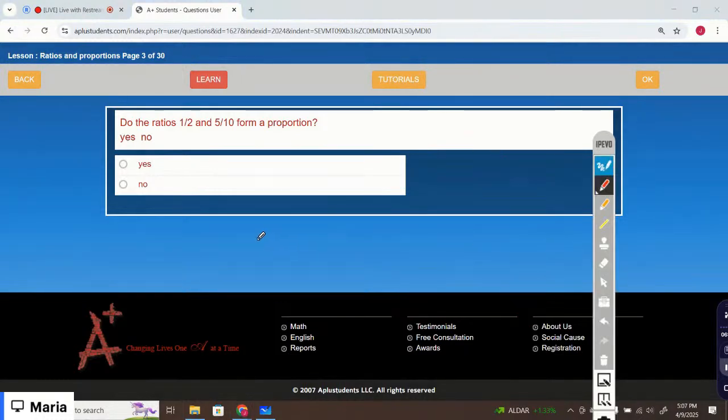Do the ratios 1 by 2 and 5 by 10 form a proportion? That is 1 over 2 and 5 over 10. So just multiply this fraction by 5. By making their denominators same, their numerators are also same. So that means yes, they form a proportion. The correct option is yes. Option number one is the correct option.